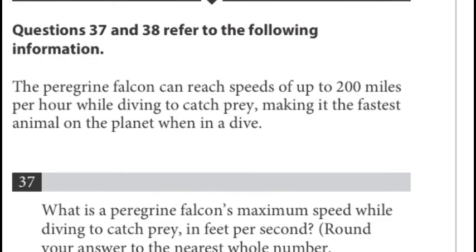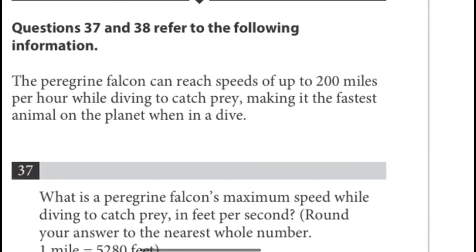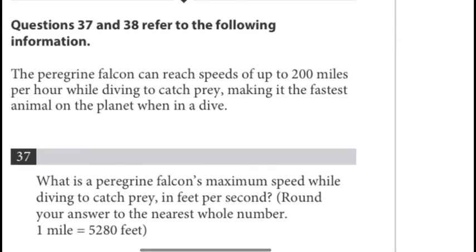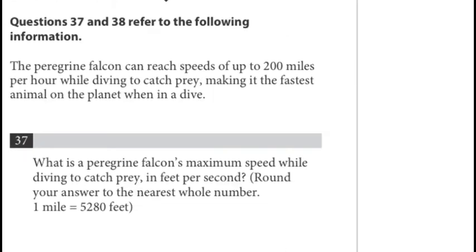We have a little story here for questions 37 and 38. So number 37. The peregrine falcon can reach speeds of up to 200 miles per hour while diving to catch prey, making it the fastest animal on the planet when in a dive. So number 37 says, what is a peregrine falcon's maximum speed while diving to catch prey in feet per second?